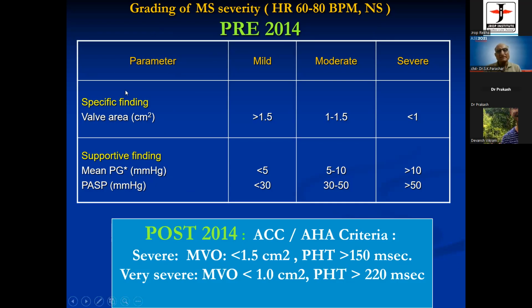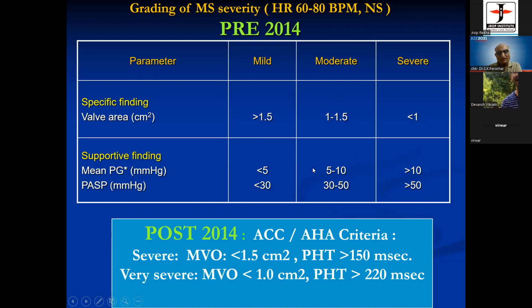In pre-2014, it was mainly based on the valve area and the mean gradient. For example, in the valve area, if it is more than 1.5, it is mild. If it is 1 to 1.5, it is moderate. And if it is less than 1, it is severe. This was before 2014. And other supportive findings, as I told you earlier, as the valve area decreases, the mean gradient increases, and the pulmonary artery pressure. So according to them, this was the criteria: more than 1.5, 1 to 1.5, and less than 1.